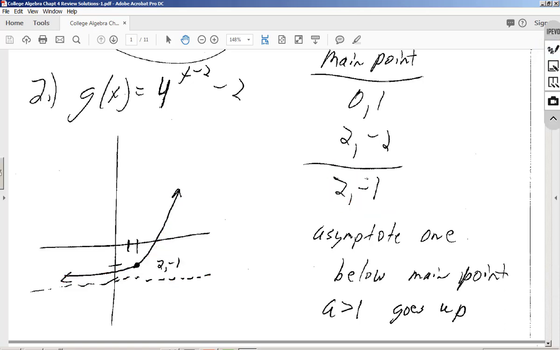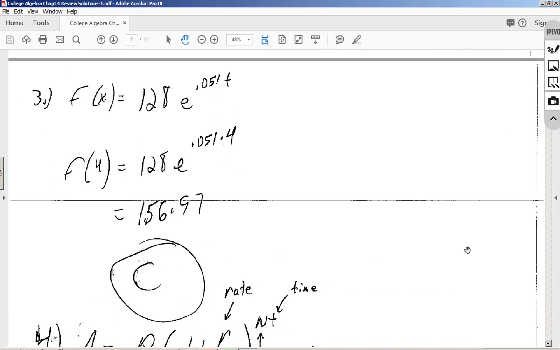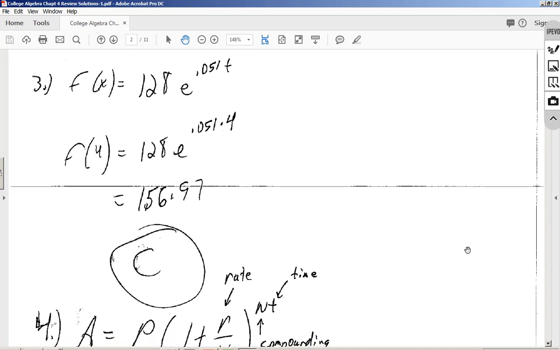On this next problem, on problem number 3, it says the size of the bear population at a national park increases at the rate of 5.1% per year. If the size of the current population is 128, find how many bears there should be in 4 years. If f of x equals 128 e to the 0.051, round to the nearest whole number.